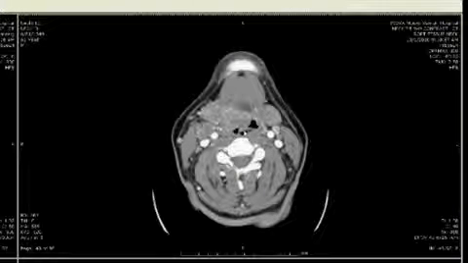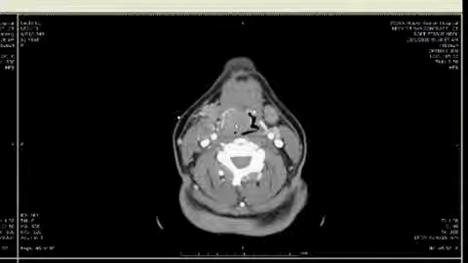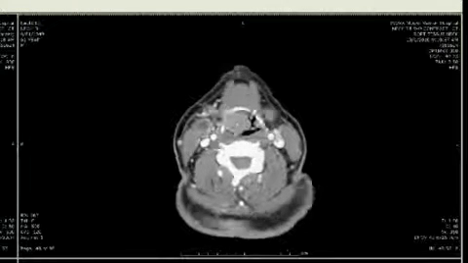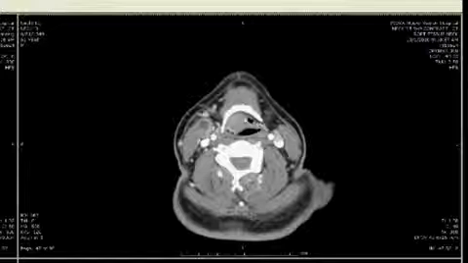The vallecula is the airspace in front of the epiglottis, and you can see it well on the left side. However, on the right side the mass is encroaching on the vallecula. The vallecula is outlined also by the median glossoepiglottic fold seen here.